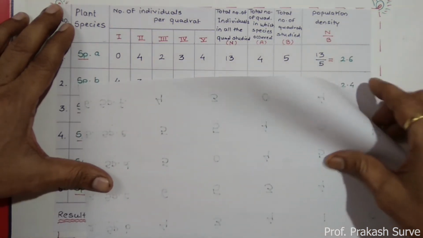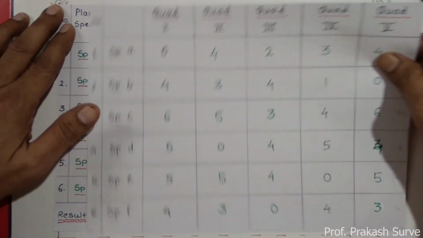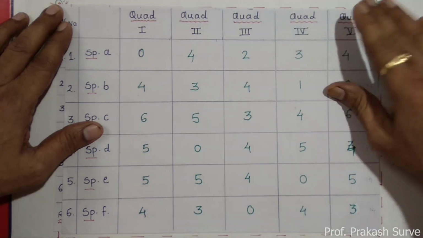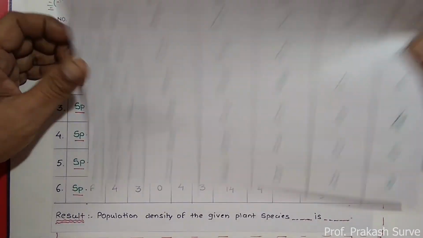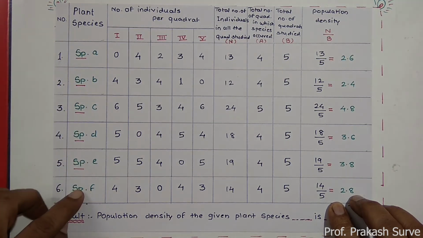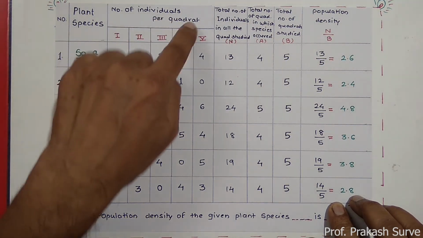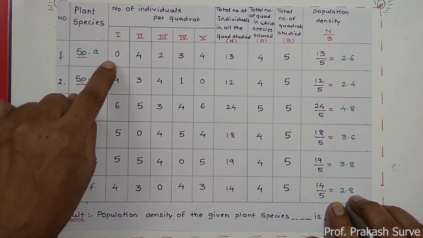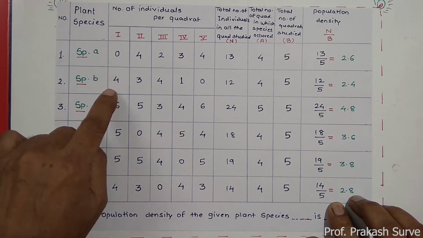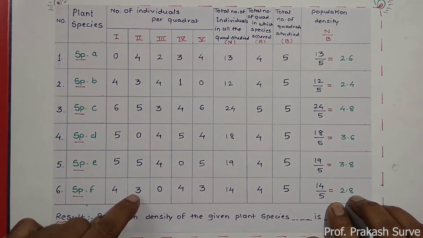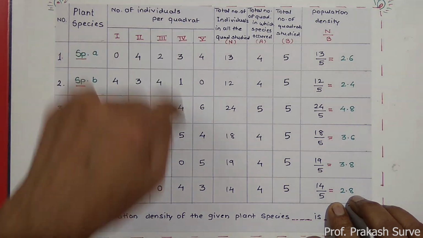Now, the information I collected in the previous week from all the 5 quadrants is copied into this table. You can see here the species A, B, C, D, E, F, and then the number of individuals per quadrant. So quadrant number 1, 2, 3, 4, 5. About species A it is written here, then species B, C, D, E and F, that is for quadrant number 1. Same for quadrant number 2, same for quadrant number 3, 4 and 5.